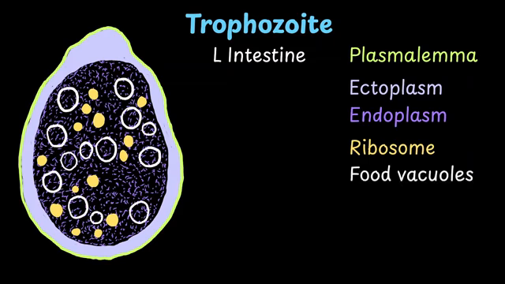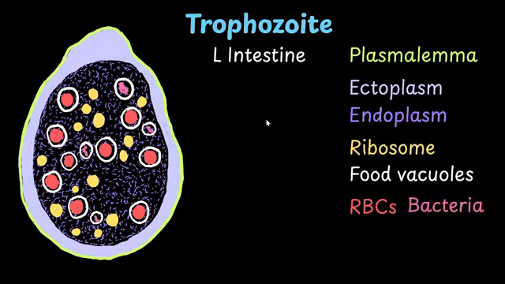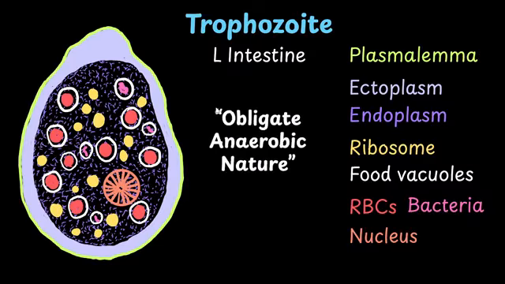Because it feeds on the tissues of the large intestine using the enzyme histolysin, we can find RBCs as well as bacteria within its food vacuoles. It also has a nucleus which is cartwheel shaped, but it does not have a contractile vacuole, endoplasmic reticulum, Golgi, or mitochondria. This indicates that this pathogen is an obligate anaerobe.